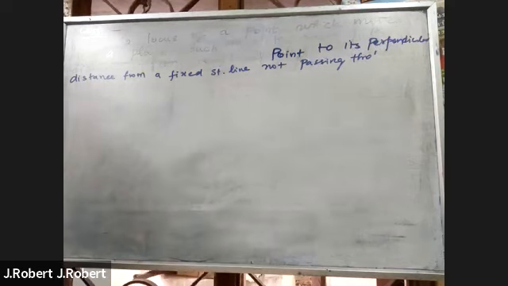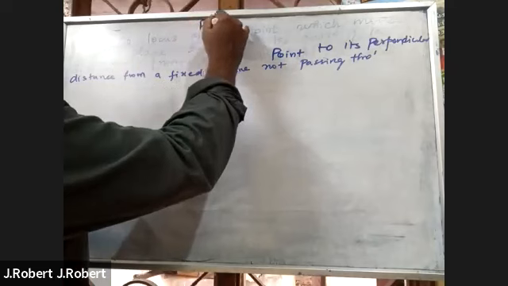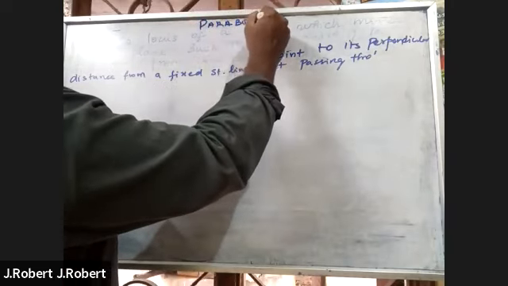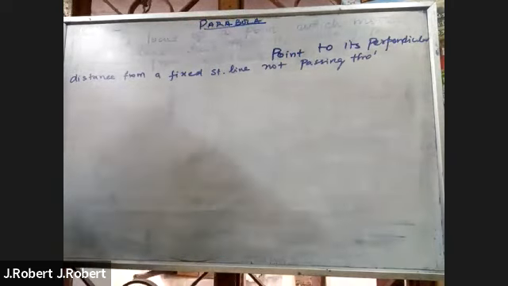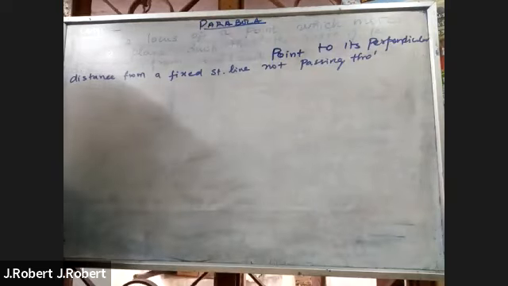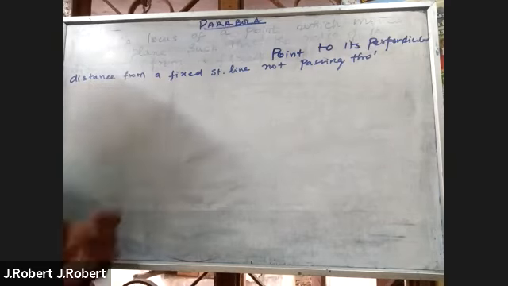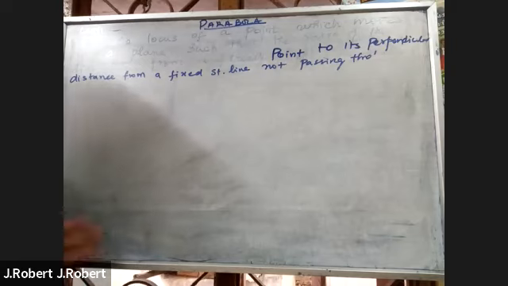Once again, welcome back to the Maths class. Today we are going to discuss the topic called parabola. Now we are coming into exactly the conic section. So far we have discussed the circle. Circle is also among the conic sections, but apart from the circle, the three important conics are parabola, ellipse, and hyperbola, because we have a similar definition for all three conics.